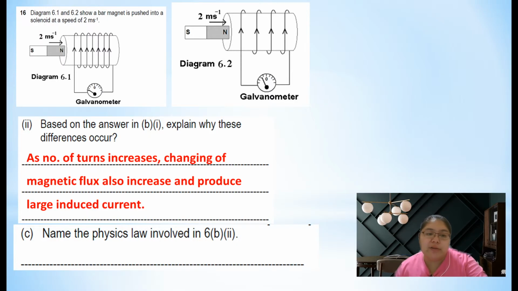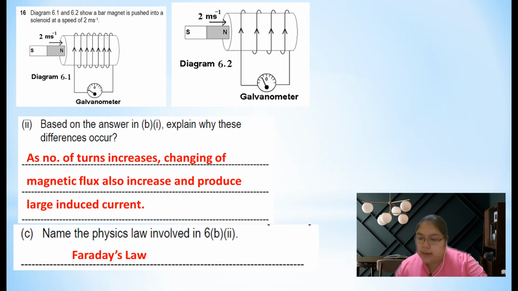Now, when we name the physics law involved in 6b2, the question is asked about 6b2. They never asked about the A. If the question said to name the physics law by referring to the diagram, your answer should be Lenz's law. But now the question says refer to 6b2. What is 6b2? 6b2 is talking about the number of turns. So from here the answer should be Faraday's law, not Lenz's law. It is Faraday's law because you're talking about number of turns and flux.